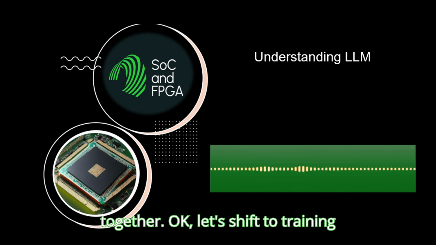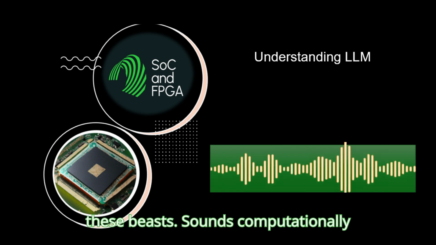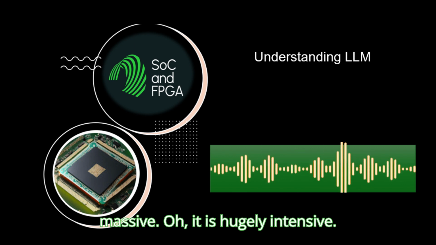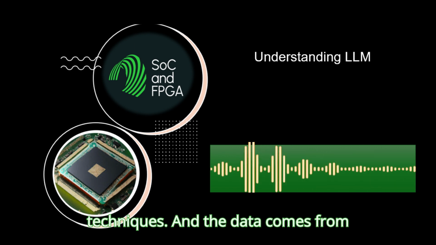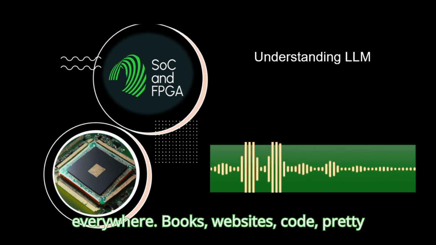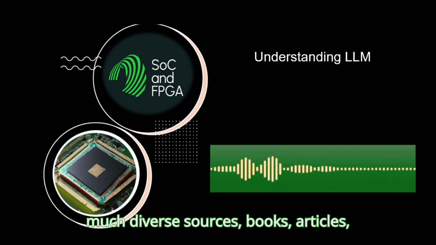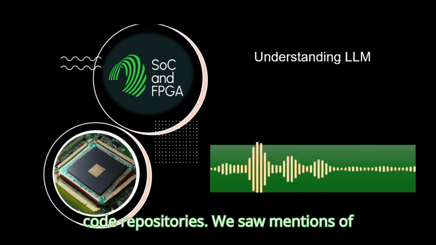Okay, let's shift to training these beasts. Sounds computationally massive. Oh, it is hugely intensive, needs vast amounts of data, sophisticated techniques. And the data comes from everywhere. Books, websites, code. Pretty much. Diverse sources: books, articles, websites scraped from the internet, large code repositories.